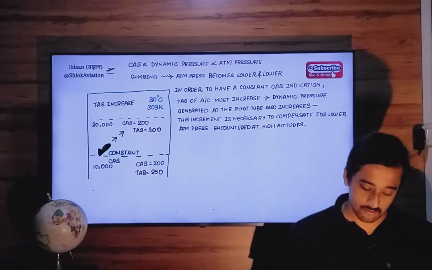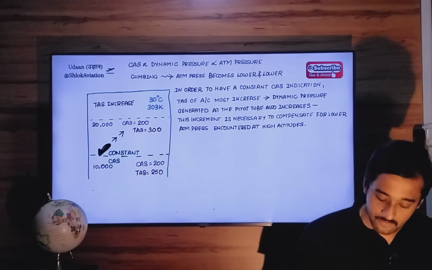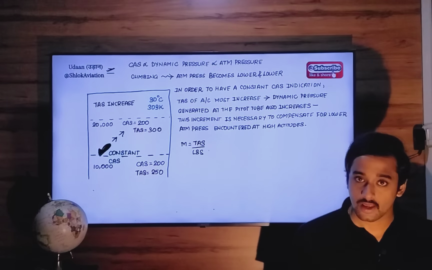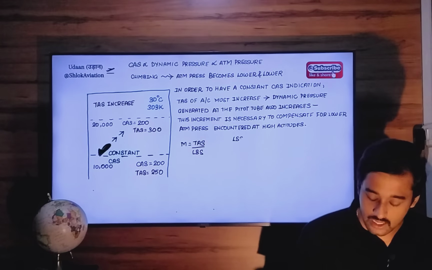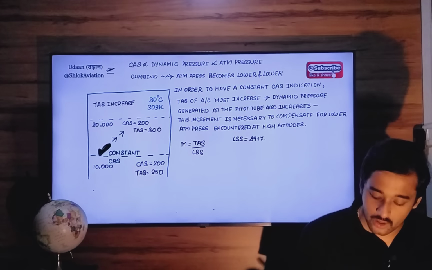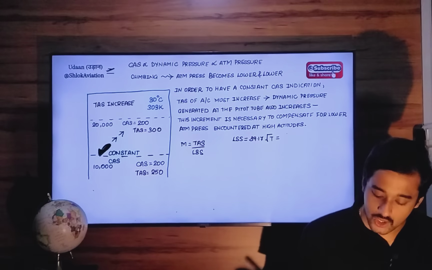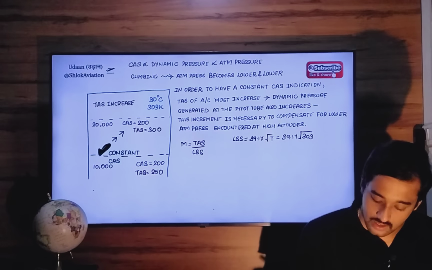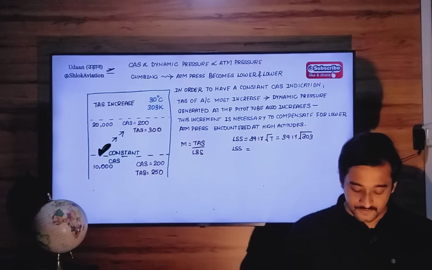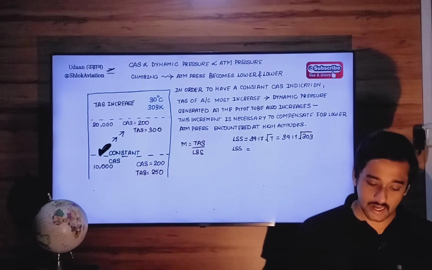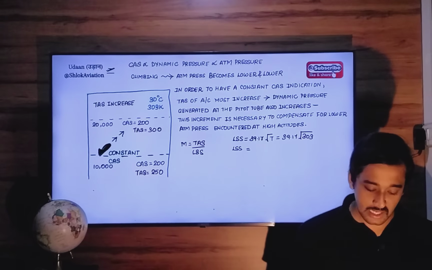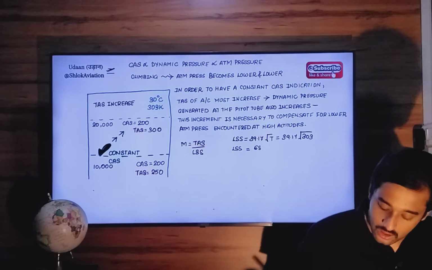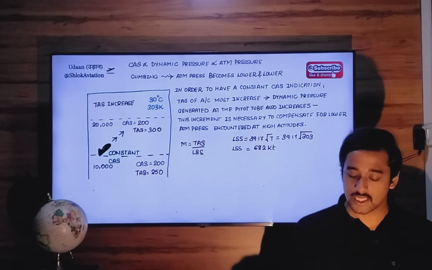Now, what will happen to Mach number? Your Mach number is nothing but true airspeed divided by local speed of sound. Correct? Local speed of sound is 39.17 times the square root of temperature in Kelvin. So 39.17 times the square root of 303. The local speed of sound will be the square root of 303 multiplied by 39.17, which is 681.8 or 682 knots. Local speed of sound is 682 knots.